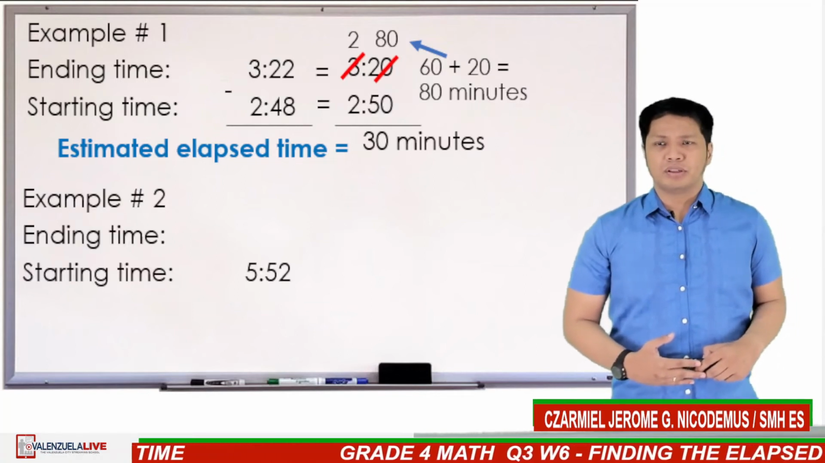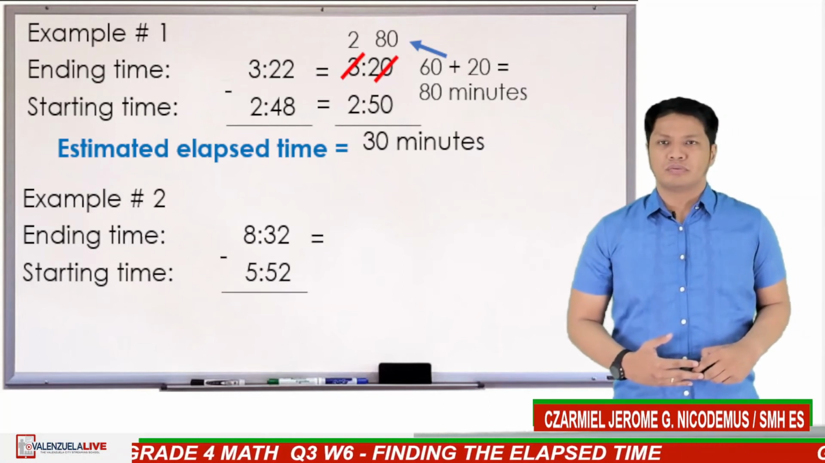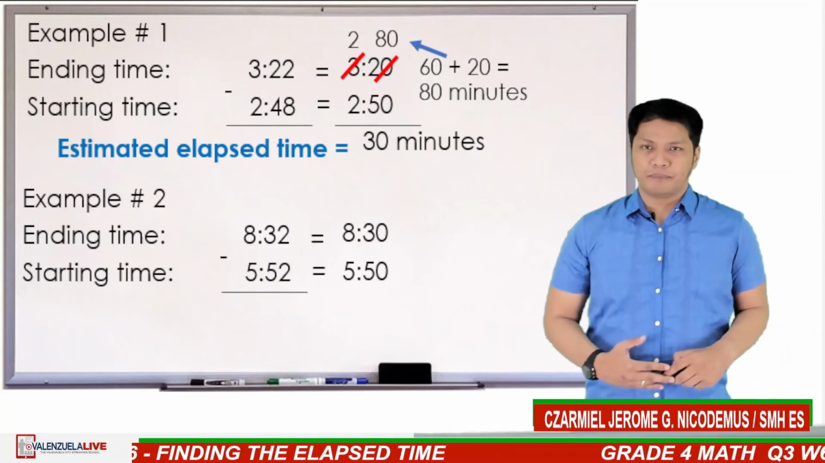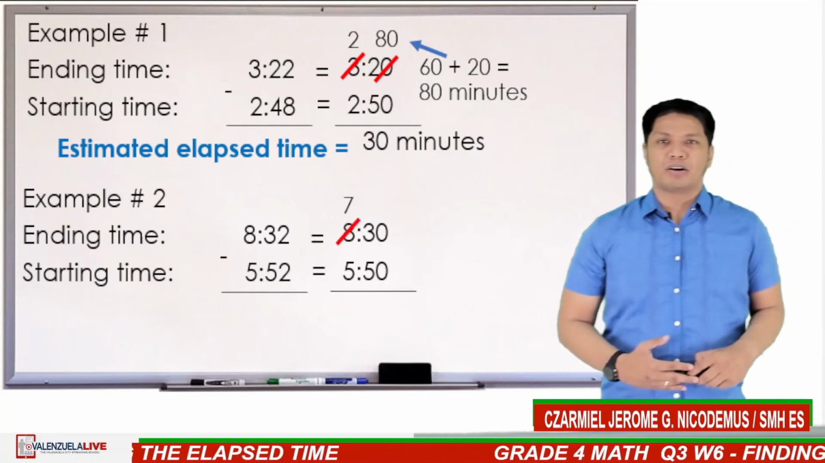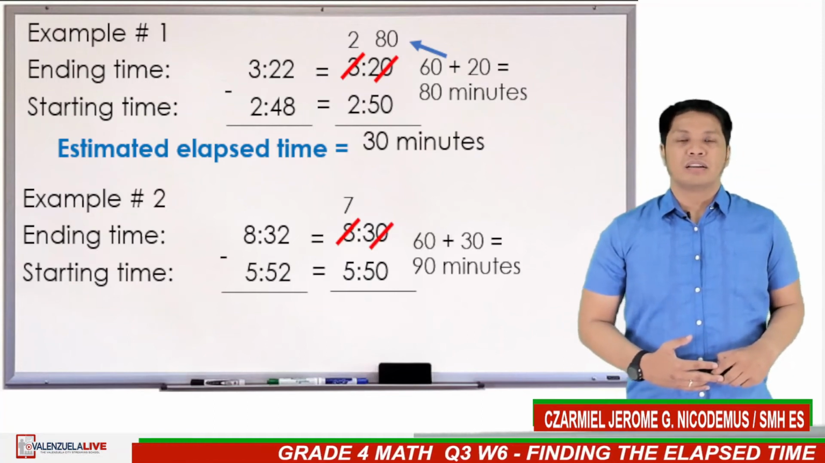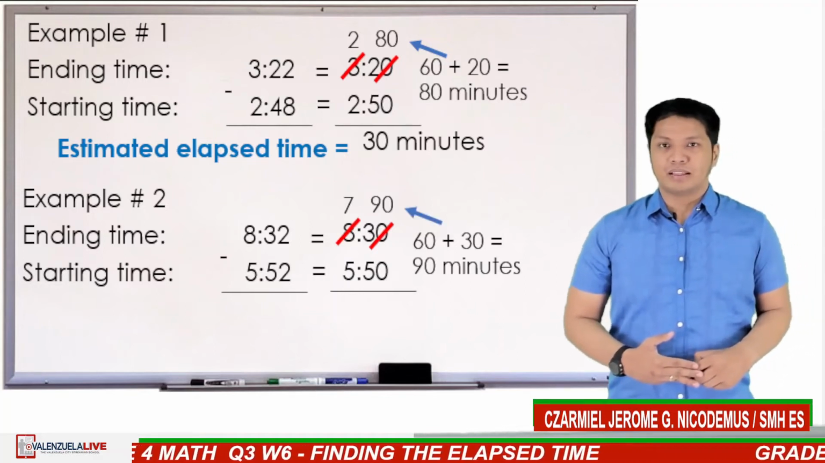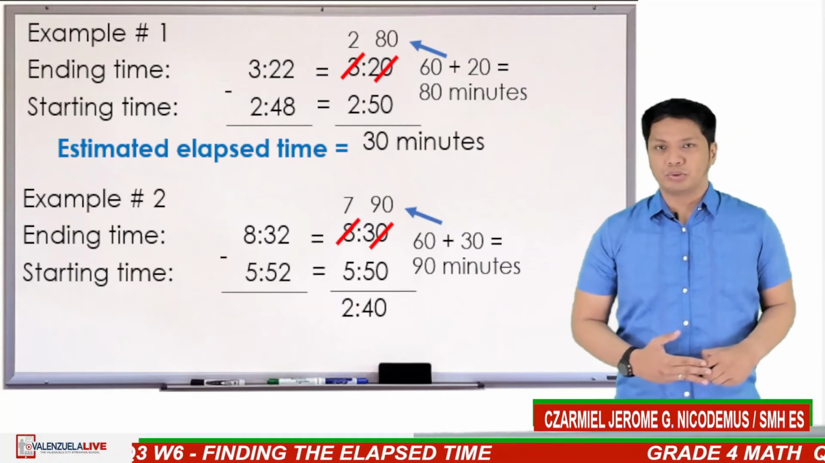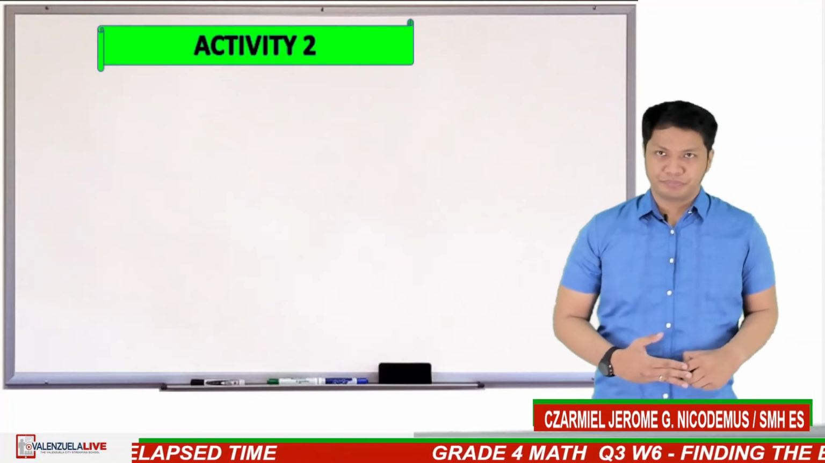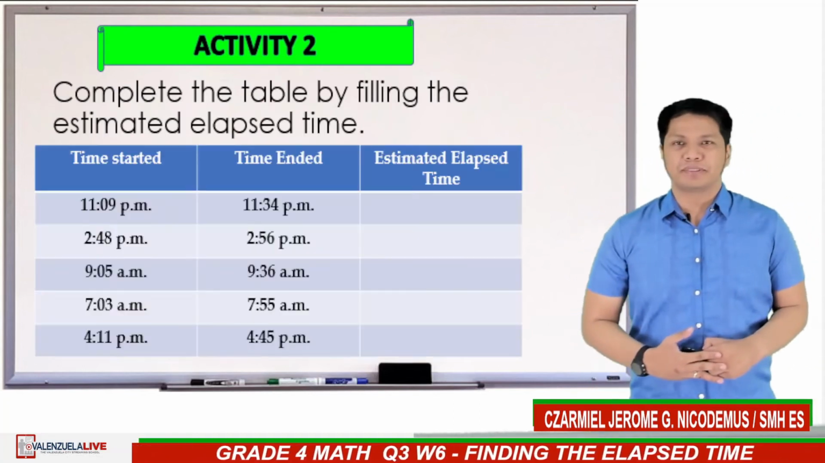So example number 3, starting time is 5:52 and the ending time is 8:32. So 8:32 will become 8:30, 5:52 will become 5:50. Again, let us borrow 1 hour from 8. So 8 will become 7. So for 30, let's add 60 minutes. So 30 will become 90. 90 minus 50 equals 40. 7 minus 5 equals 2. So the estimated elapsed time will be 2 hours and 40 minutes. So for our second activity, let's complete the table by finding the estimated elapsed time.